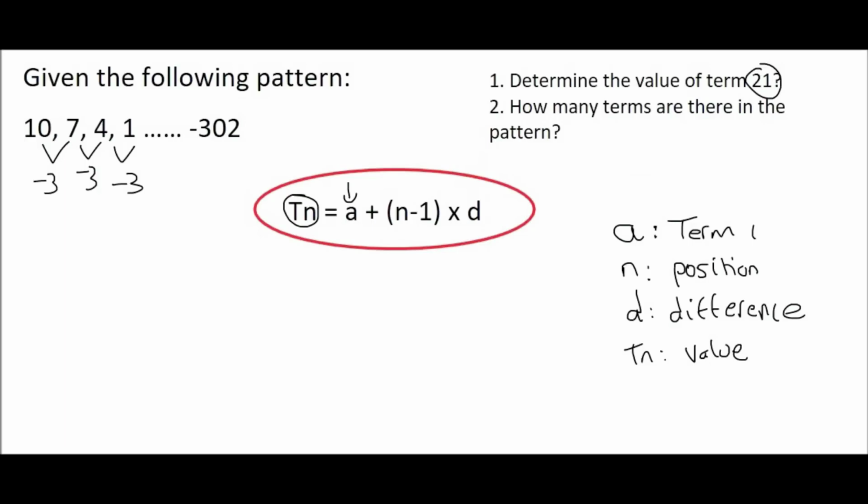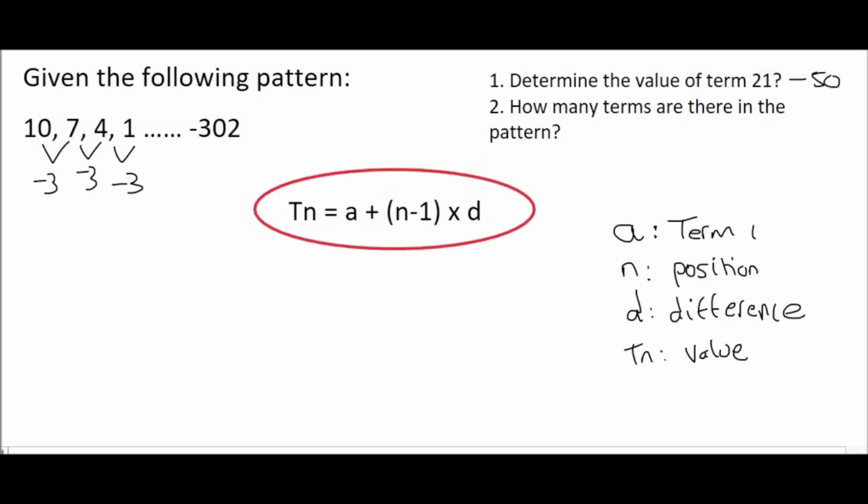So this question says for number 1, determine the value of term 21. Does that sound like an actual value, or does it sound like a position? They're saying term 21, so that's a position. So term 21 is going to be equal to, well, A is always the first term, that's 10, plus the position we are looking for is 21, so 21 minus 1, and then the difference is -3. Just remember, guys, that's -3, not +3. Then you simply work this out on the calculator if you wish, and you end up with -50. So if we had to carry on with this pattern until we get to the 21st term, the number that we would see there would be -50.